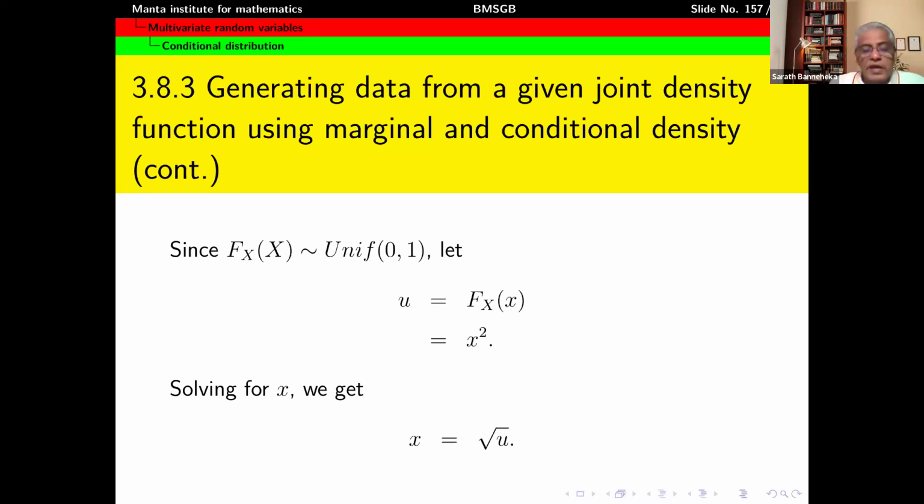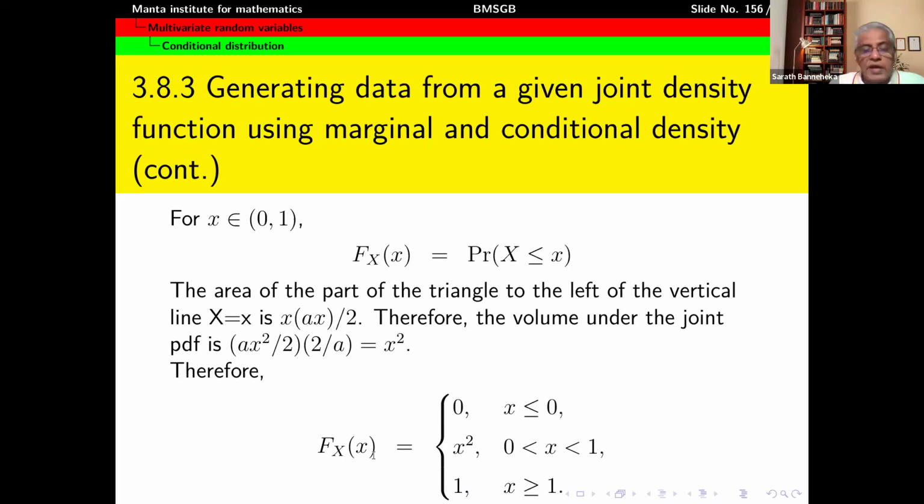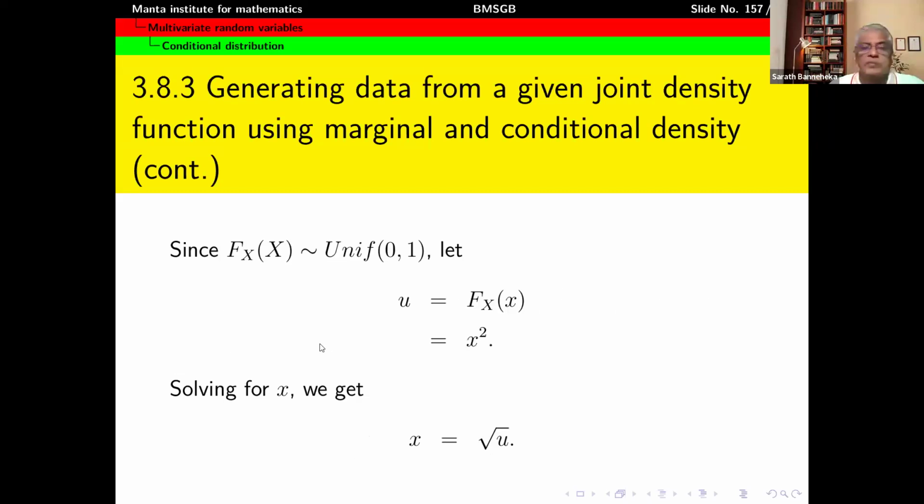So using that, we can generate data from the distribution whose CDF is equal to x squared, right? Suppose I want to generate data from some distribution whose CDF is x squared. We know how to do that, right? This was also discussed in a previous lecture.